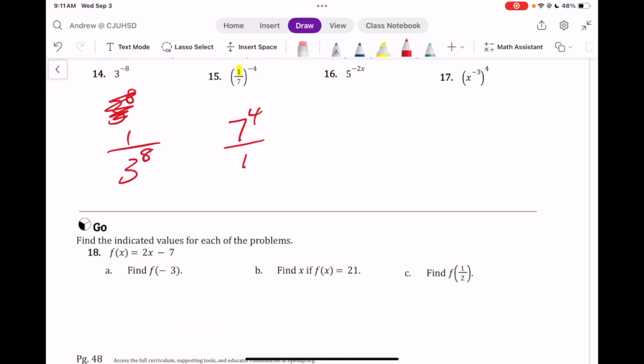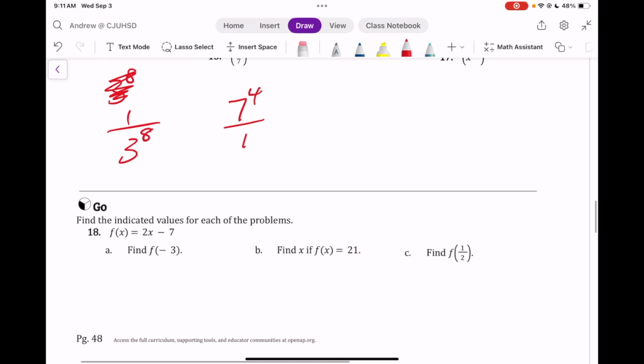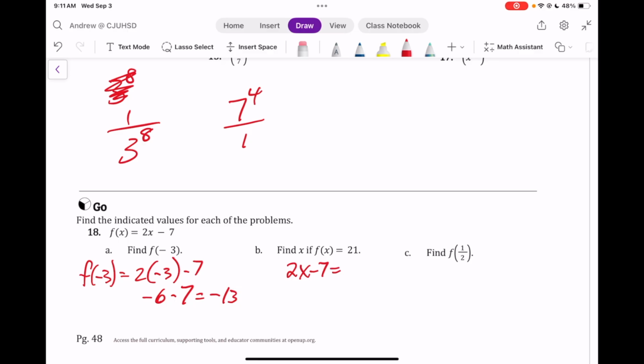And finally, number 18 in the Go, find the indicated value for the problems. F of negative 3 means to put negative 3 wherever you found an x. So negative 6 minus 7, the value is negative 13. Part B, find x if f of x equals 21. So that means that this expression, 2x minus 7, equals 21. It's actually an equation to solve. So if we add 7 to both sides, we'll get 2x is 28. And divide by 2, we got 14.